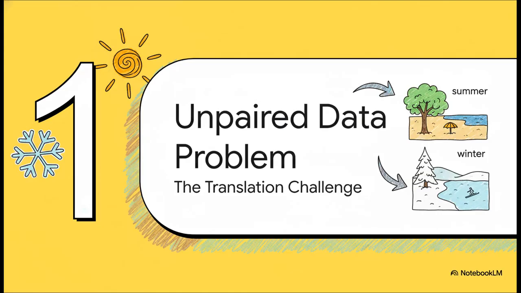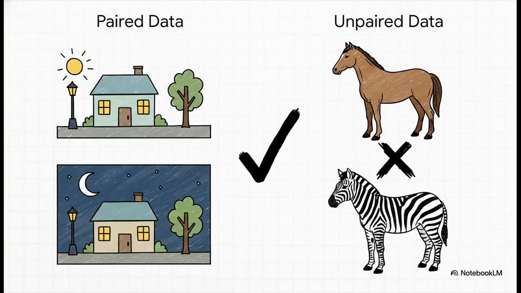Okay, so let's dig into that first big hurdle. Why is it so ridiculously hard to teach a computer to translate a photo of summer into winter? It sounds pretty straightforward to us, but for an AI, it's a huge challenge without the right kind of data. I mean, think about it for a second. If you wanted to teach an older AI to change a day photo into a night photo, you'd literally need two pictures of the exact same place from the exact same angle with everything in the exact same position, just taken hours apart. That's called paired data.